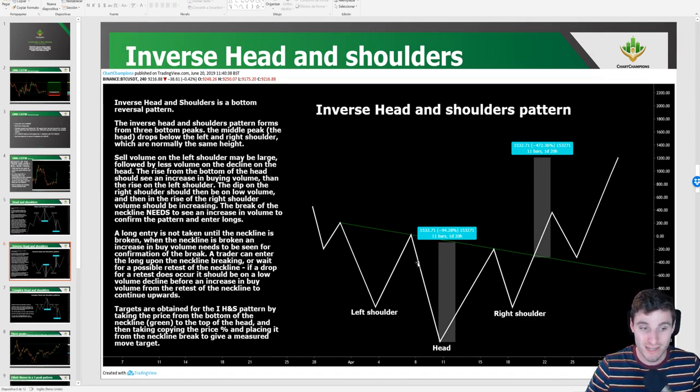Okay, if you see an increase in volume as you're coming down, that just signifies that there's still selling interest, there's still more sellers in the market. For example, you're not looking for a head and shoulders or an inverse head and shoulders if the head has more volume. It would be that buy volume.